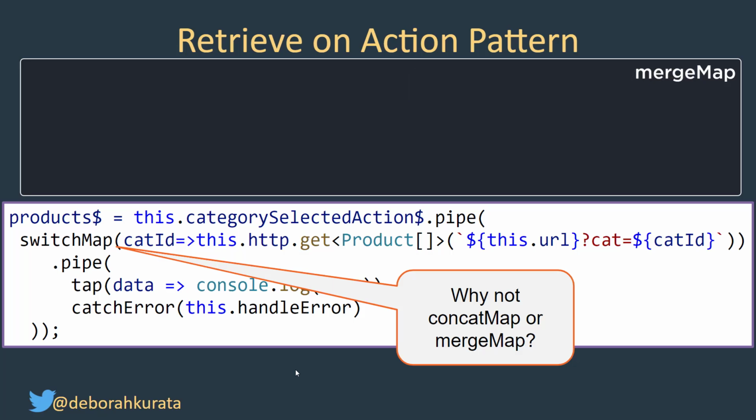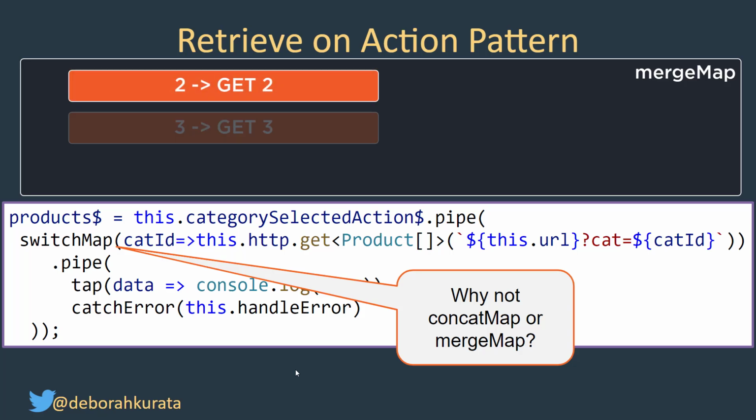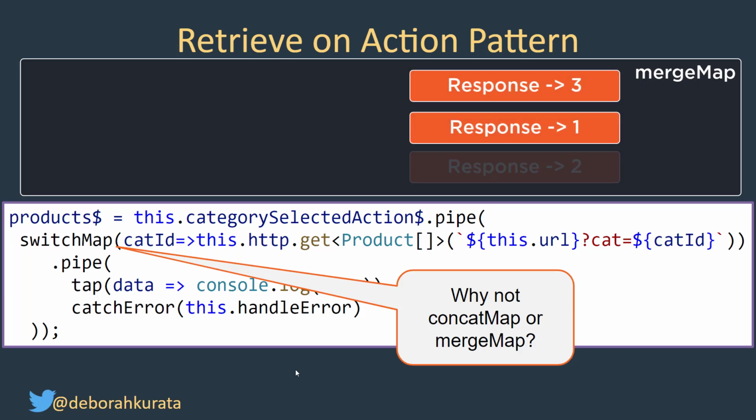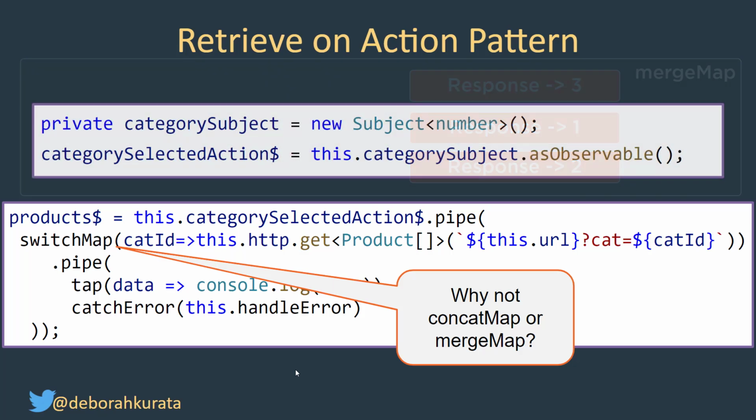mergeMap, on the other hand, will issue them all at once or right away. So if the user picked 2, then 3, then 1, mergeMap will shoot off 2, then 3, then 1. And if 2 happens to be a huge set of products and take longer, even though 1 was the last one they picked, it could actually return the results of 2 last, and that's what you would get here. So then you're going to have this really strange bug where sometimes when the user picks a category right after another category, they're not seeing the right one. So that was my answer. Why not concatMap or mergeMap? All righty. So that was the end of that pattern.